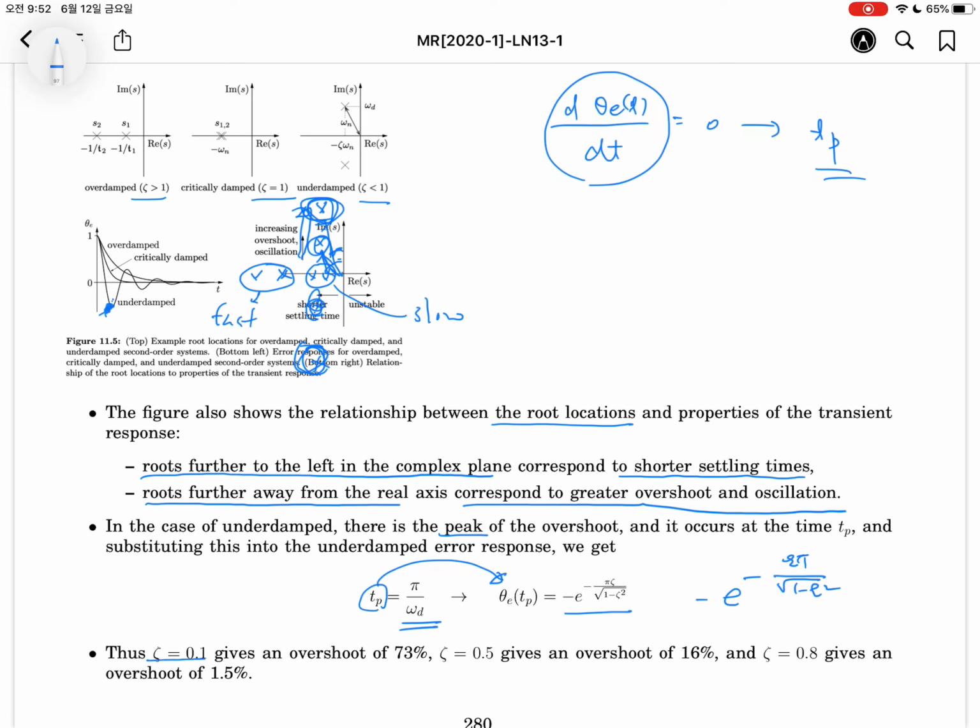Okay, if zeta is given by 0.1, you will have about 73% overshoot. If zeta is 0.5, about 16% overshoot will appear in the response. For 0.8 and above, a very small overshoot exists.